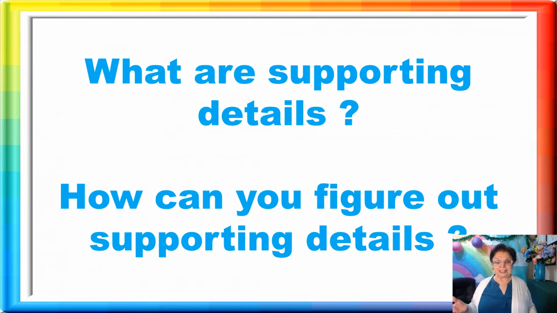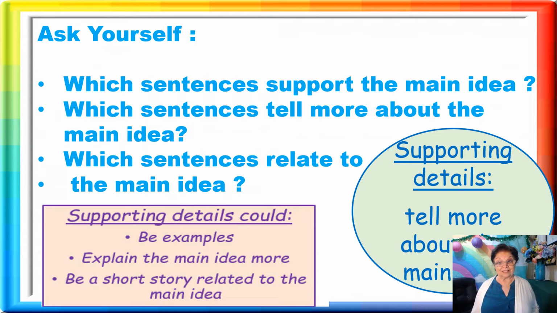What are the supporting details? And how can you figure out the supporting details? Ask yourself, which sentence supports the main idea? Which sentences tell me more about the main idea? Which sentences relate to the main idea? Supporting details could be examples. They could explain the main idea more, or they could be a short story related to the main idea. Supporting details just tell more about the main idea.